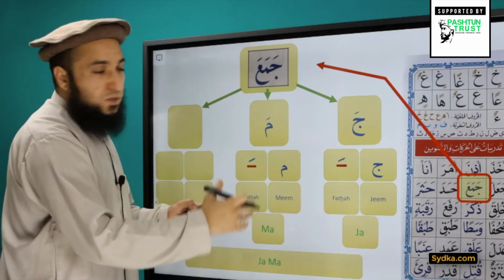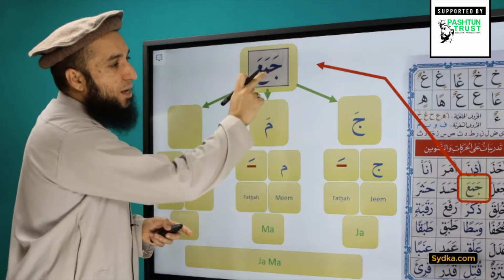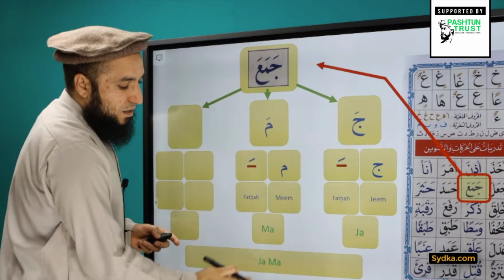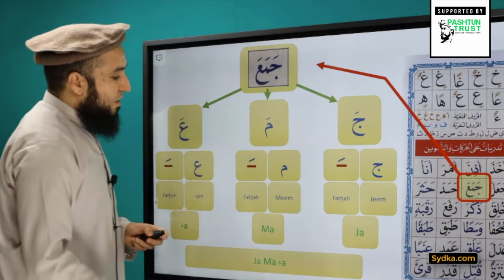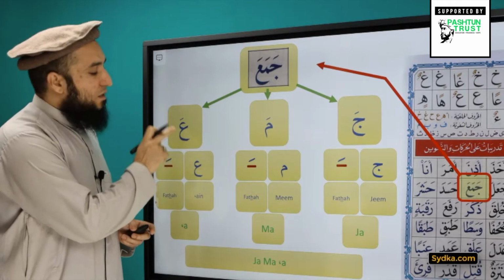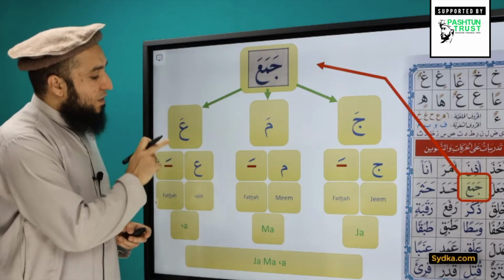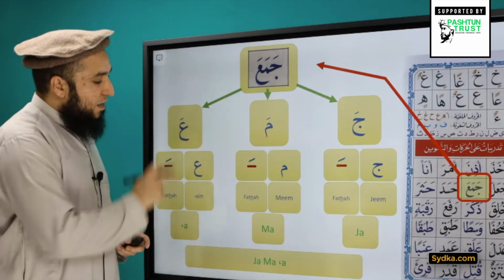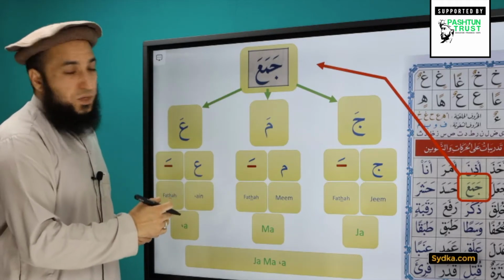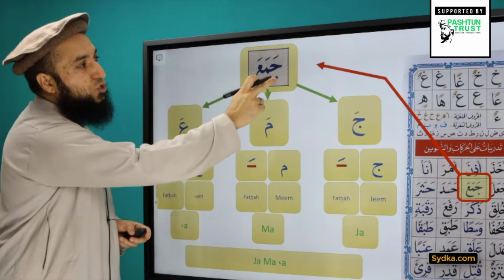So now we connect the first two syllables. We have jama, jama. The third syllable is ayn fatha a. So ayn is not silent, and we have fatha. Ayn fatha a. And now we combine all three syllables. So we have jama'a.